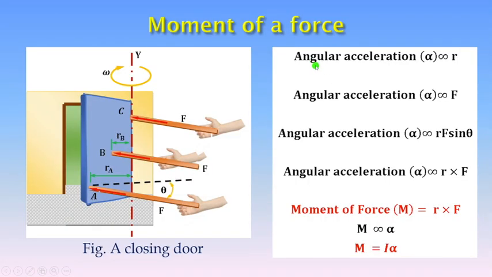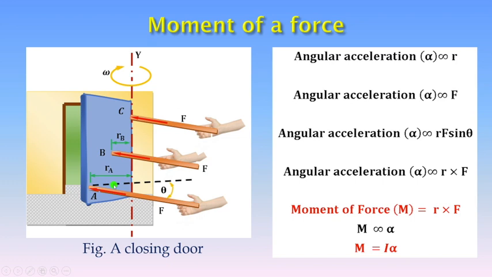So, we can write down angular acceleration alpha is proportional to r. R is the distance. As r increases, it is easier, meaning the closing of the door is fast, meaning acceleration is high. Again, for r equals 0, there is no acceleration at all. So, the angular acceleration is proportional to r. And already I have told you that acceleration is also proportional to F. So finally, the angular acceleration is proportional to r into F.